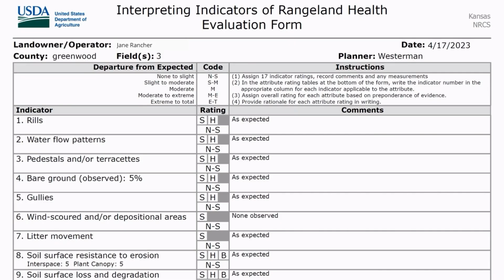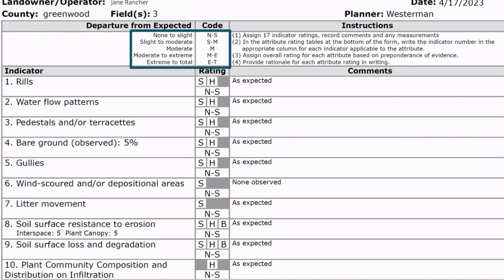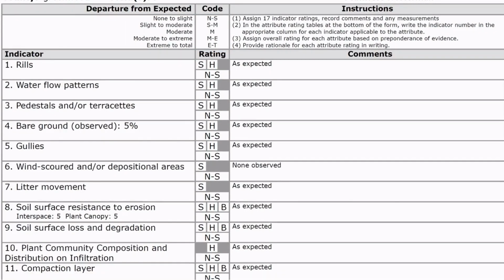A specific indicator, either alone or in combination with other indicators, helps to determine specific resource concerns and planning criteria based on how much they differ from the ideal ecological state. There are 5 levels of departure from the ideal state: none to slight, slight to moderate, moderate, moderate to extreme, and extreme to total. Let's scroll down.